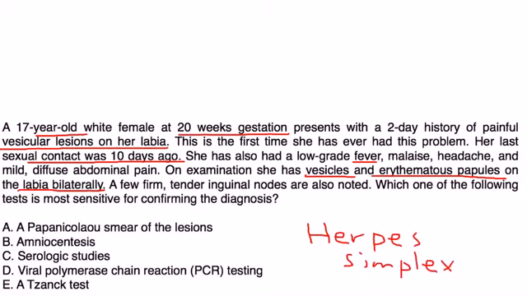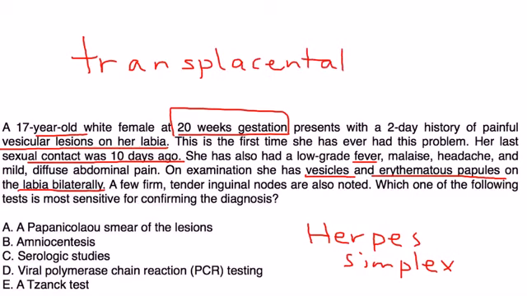And because she's pregnant, this is actually a particular concern because this can be transferred even before birth, transplacentally to the fetus, or during birth, when the baby passes through the birth canal, because if you notice, the vesicles are on her labia. So if it's transferred to the fetus, there can be a very high risk of problems such as neurologic disease. So it's very important that you treat this.